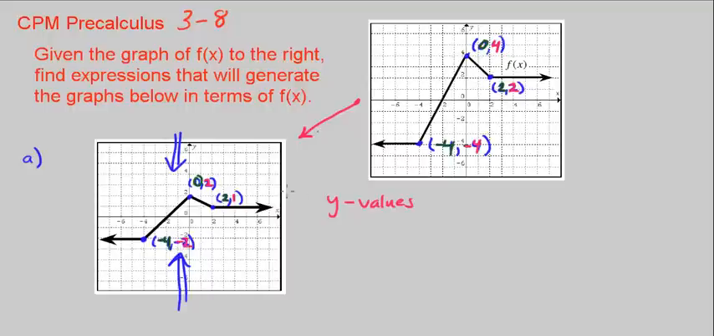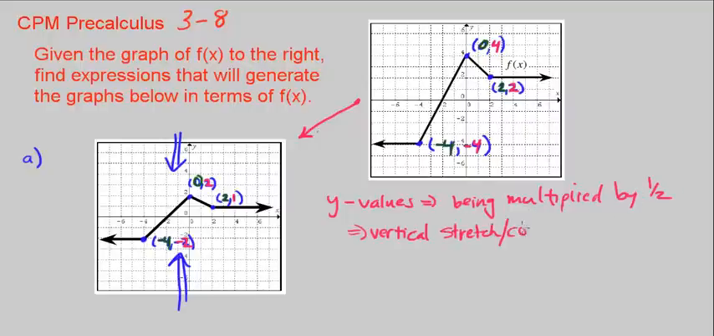If you multiply 1/2 times 4, you get 2. If you multiply 1/2 times 2, you get 1. If you multiply 1/2 times -4, you get -2. So the y values are being multiplied by 1/2, which tells us right away that it's a vertical compression by a factor of 1/2. And how do we write that?